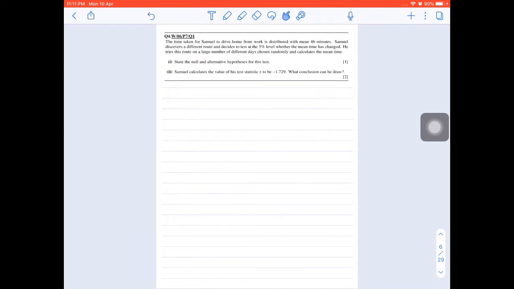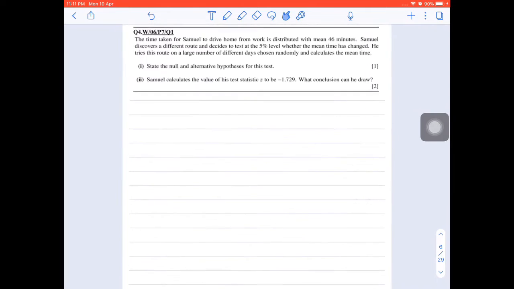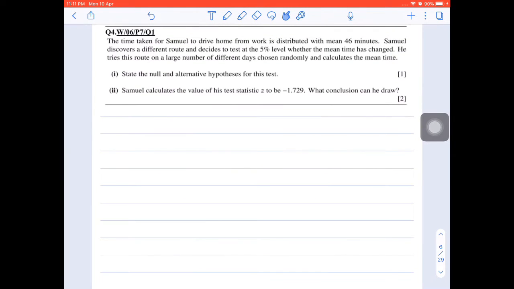Okay, so the first question. The time taken for Samuel to drive from work is distributed with mean 46 minutes. Samuel discovers a different route and decides to test at the 5% level whether the mean time has changed. He tries this route on a large number of different days chosen randomly and calculates the mean time. State the null and alternative hypothesis for this test.